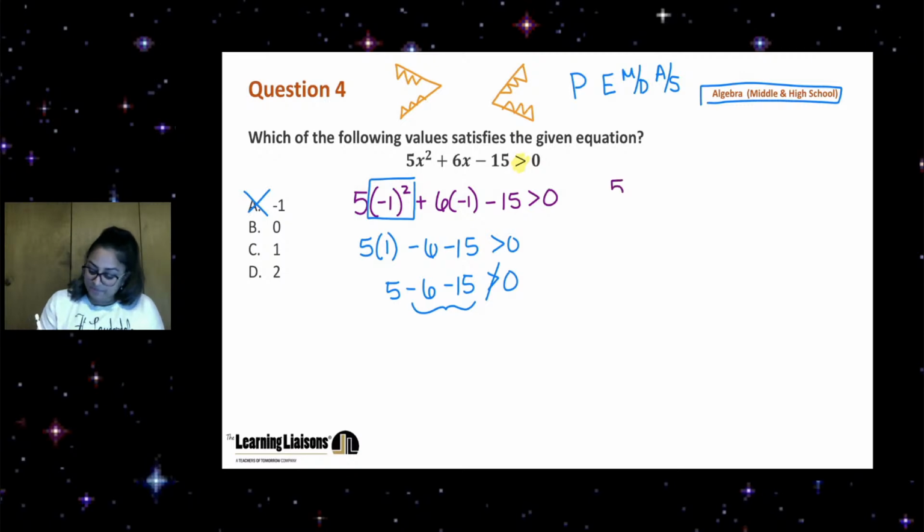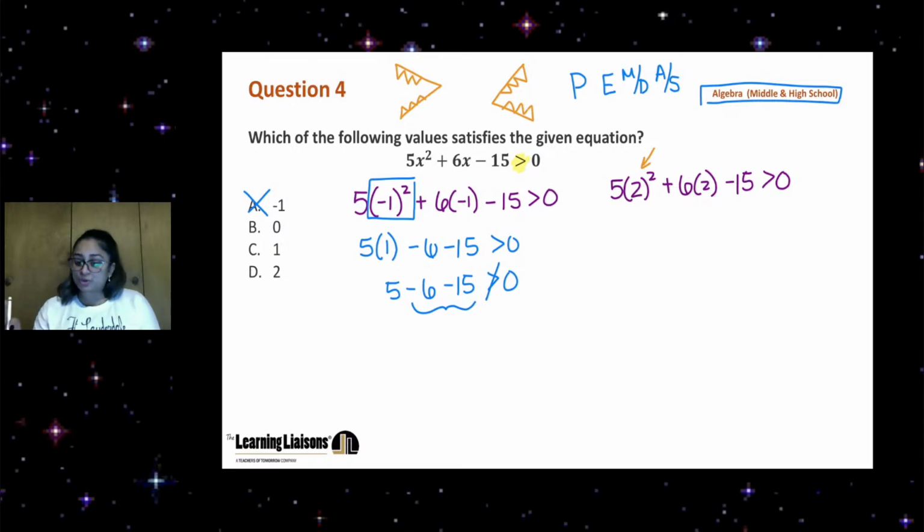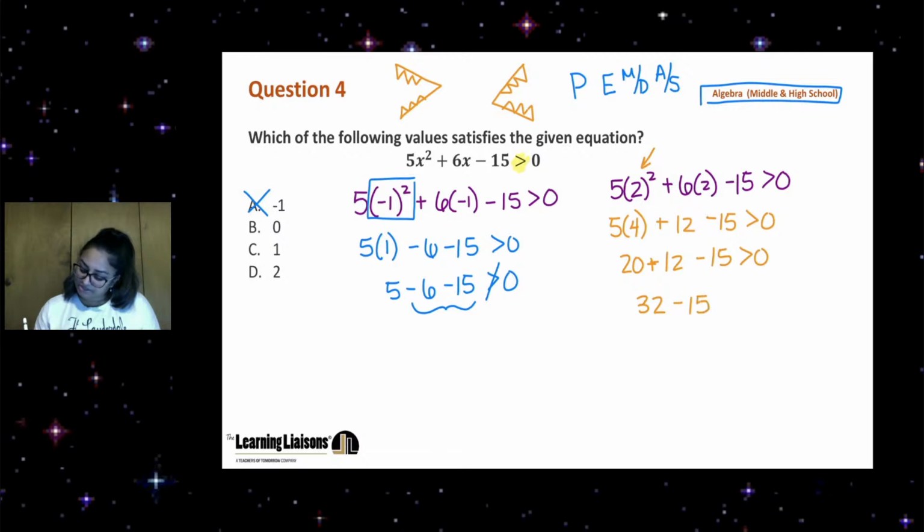Let's see what happens. So we have 5 times 2 squared plus 6 times 2 minus 15 is greater than 0. So we start with our exponent, and 2 squared is the same as 2 times 2. So 5 times 4 plus 12 minus 15 is greater than 0. 5 times 4 is 20 plus 12 minus 15 is greater than 0. 32 minus 15, I hope I'm doing my math right, is greater than 0. And that is definitely a larger number than 0.